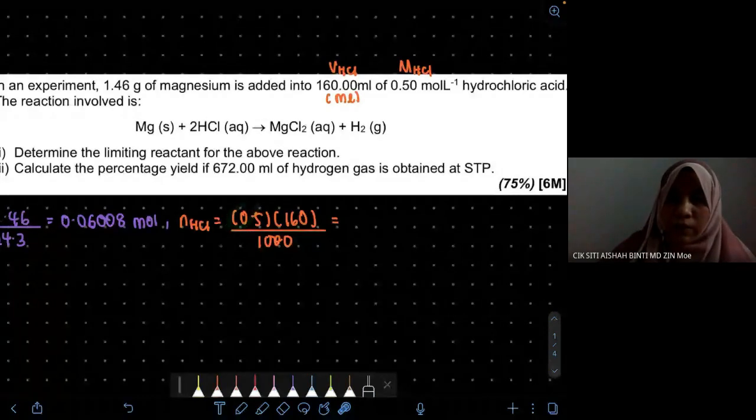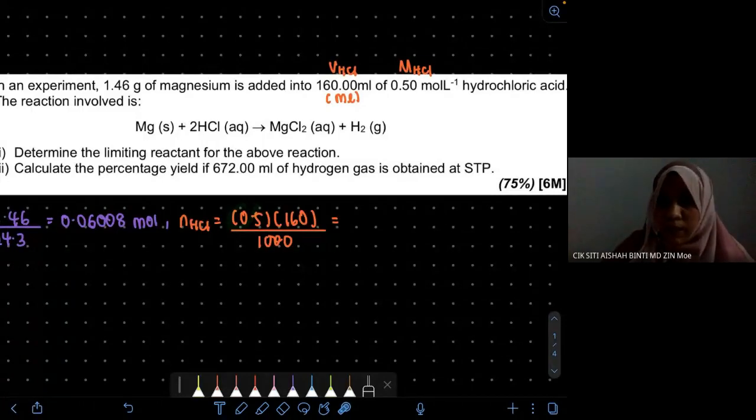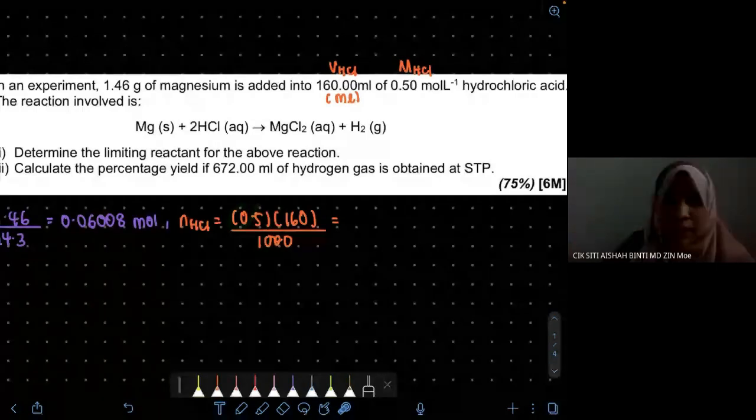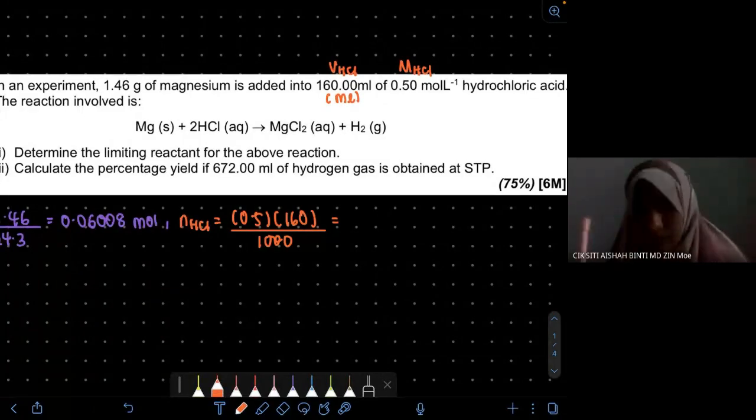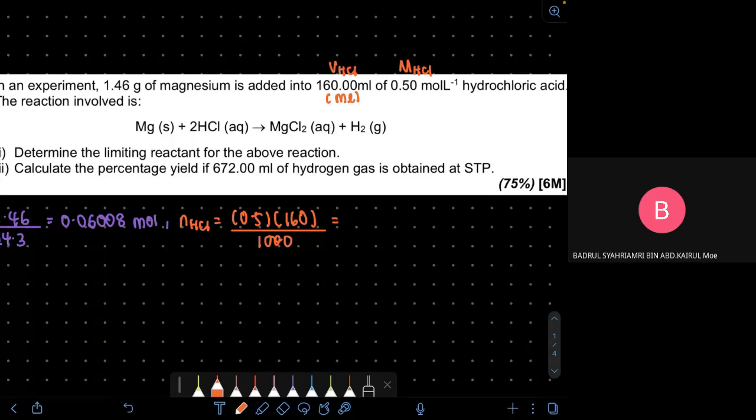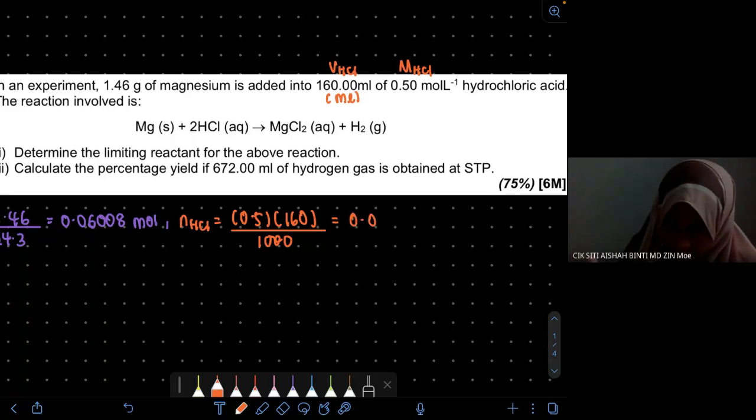So, what is actually the number of mole of HCl here? Kita nak cari nama siapa pula? Tadi dah H27, H26. Betul. What is actually the number of mole of HCl here? 0.08. 0.08 mole.